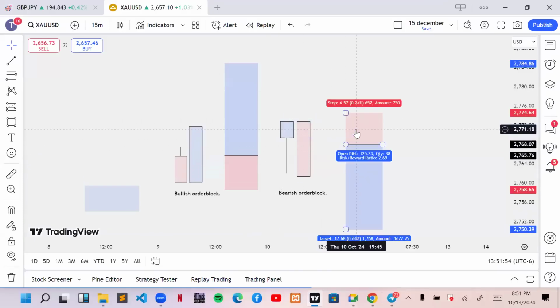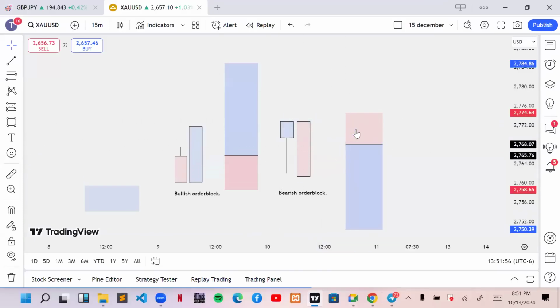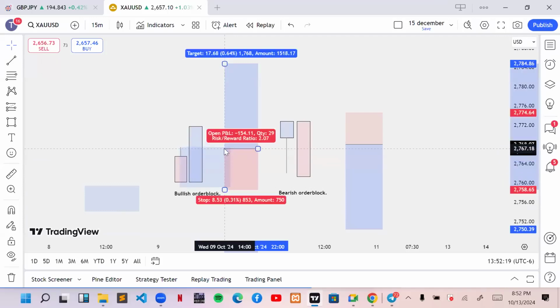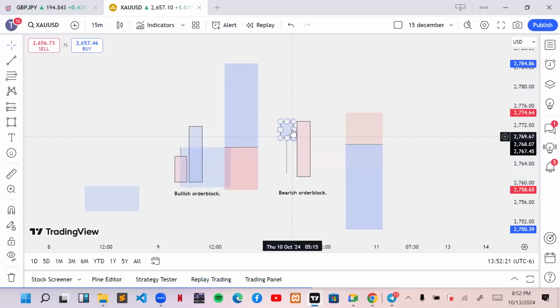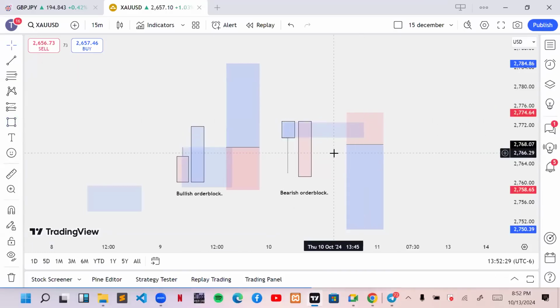So pay attention. If the wick of the order block is smaller and shorter than the body of the order block, you pick your entry from the wick. But if the wick of the order block is longer than the body, pick your entry from the body. For example, this particular order block, the wick is shorter than the body, so you pick your entry from the wick of the order block right here. But in this scenario, the wick of this order block is way longer than the body, so you pick your entry from the body of this order block right here.